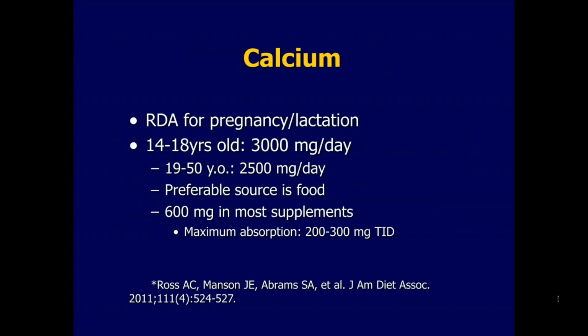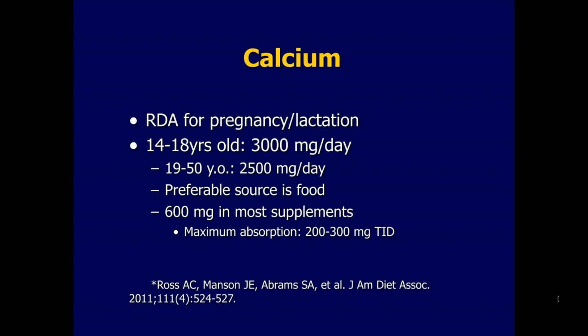during pregnancy and lactation, from 14 to 18 years old is about 3,000 milligrams per day. 19 to 50 years old is about 2,500 milligrams per day. So the preferable source is always food. Like we always say, the supplements have to come from dietary sources, but we understand that as you get pregnant, the needs go up, so you could ask for a supplementation.